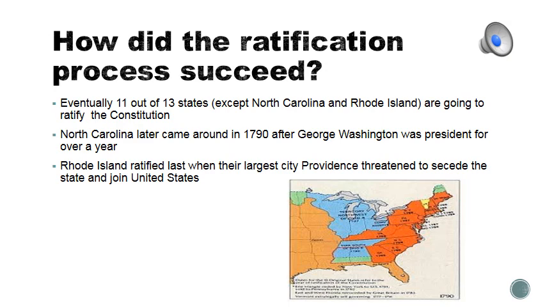Okay, so how did the ratification process succeed? Eventually, 11 out of 13 states, minus North Carolina and Rhode Island, are going to ratify the Constitution. North Carolina is going to come around in 1790, after George Washington was president for over a year. And then Rhode Island is going to almost plunge themselves into their own little civil war, because Rhode Island is going to be the last, as their largest city, Providence, is going to threaten to secede. And after that whole entire threat, Rhode Island is going to be thrust, whining and screaming, into joining the United States of America.